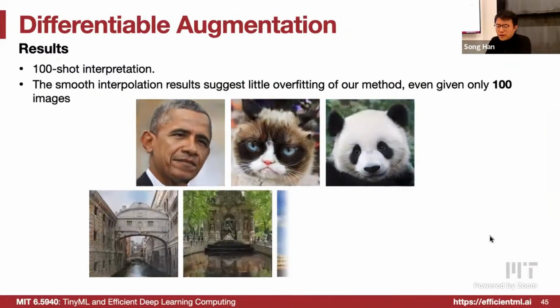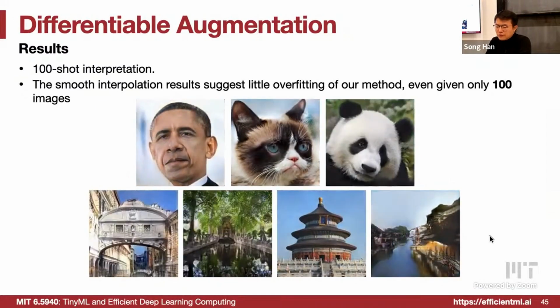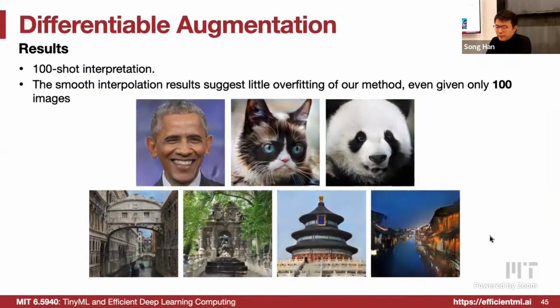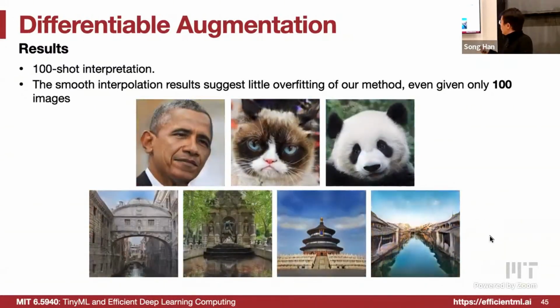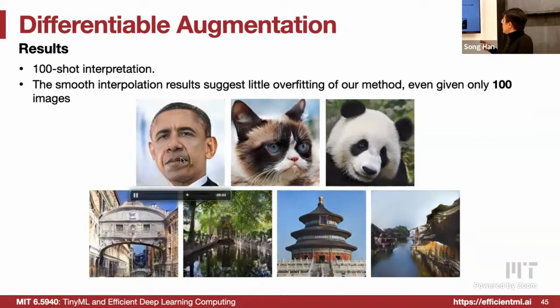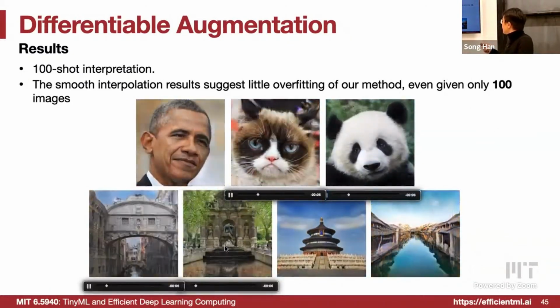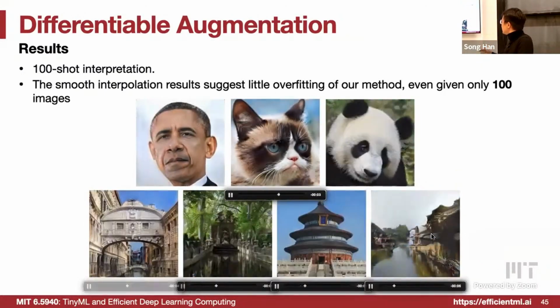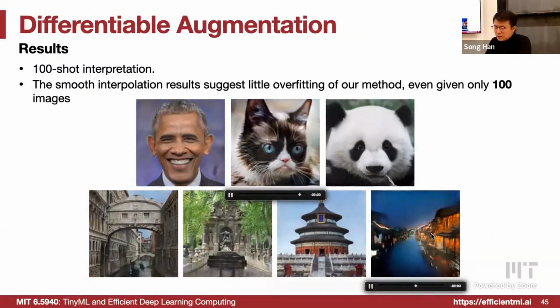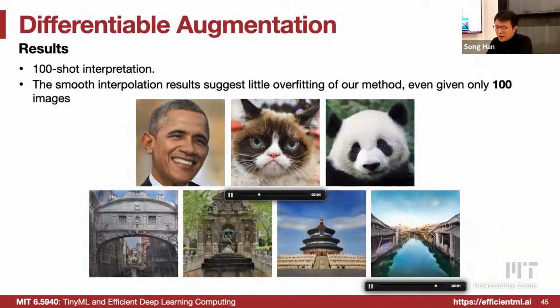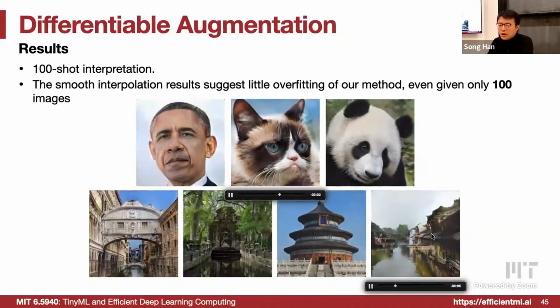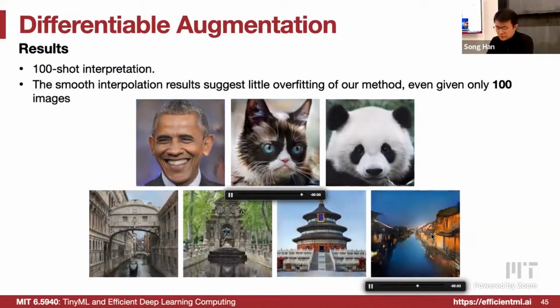We can also interpolate across different images. The images below are all trained with only 100 images. For Obama face, cat, panda, different sceneries, we can interpolate between different seasons, between the night and daytime, and it works super well given only 100 images.